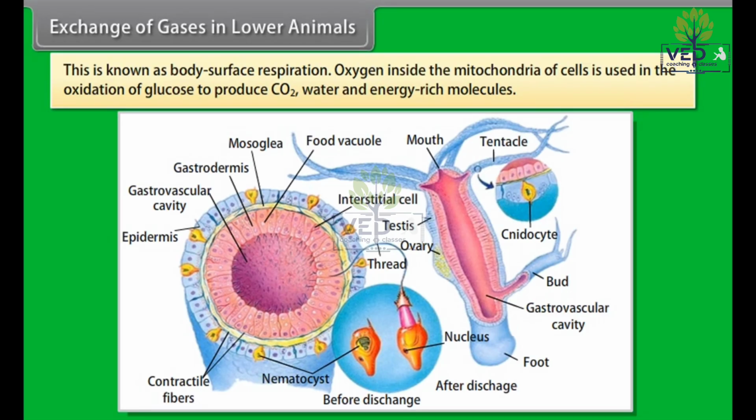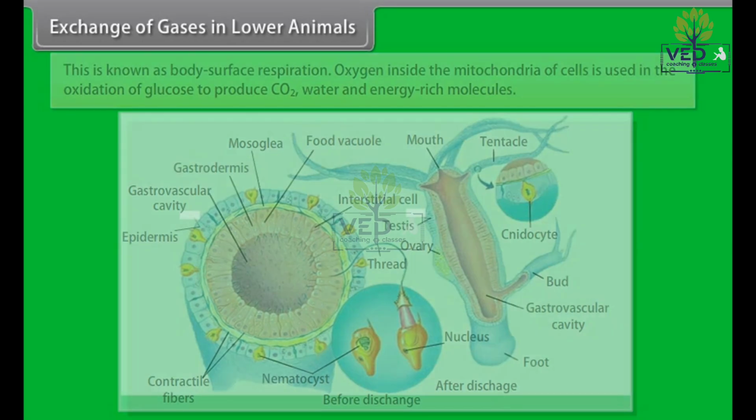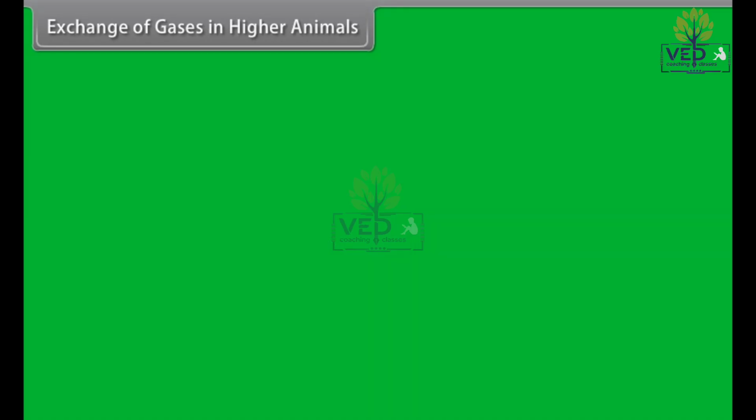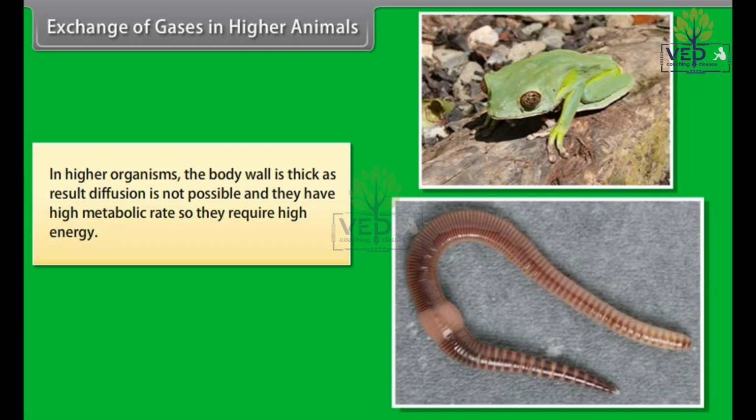Oxygen inside the mitochondria of cells is used in the oxidation of glucose to produce CO2, water, and energy-rich molecules. Some common examples are amoeba, paramecium, sponges, and coelenterates. Exchange of gases in higher animals. In higher organisms, the body wall is thick. As a result, diffusion is not possible, and they have high metabolic rate, so they require high energy.